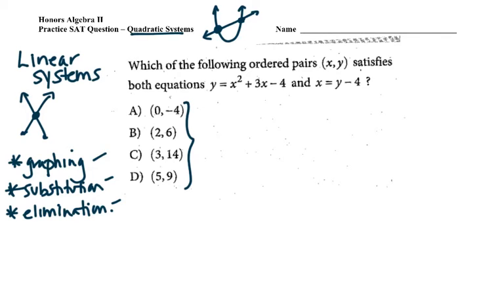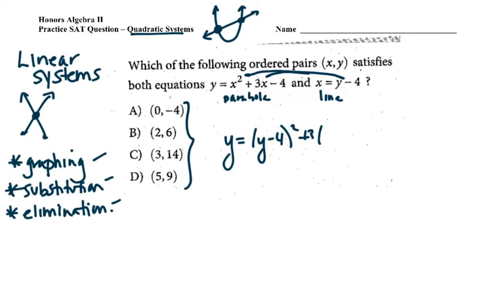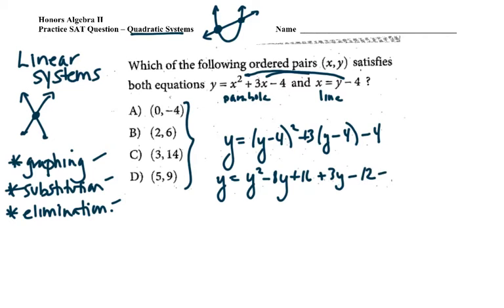So first of all, I want you to know that this is a parabola, and this one is a line. And on the homework tonight, I will have you graph them. But here, that's not in vertex form. I'm just going to solve this by substitution. I'm going to plug in the y minus 4 in for x. So y equals (y minus 4) squared plus 3 times (y minus 4) minus 4. So y equals, if I FOIL this, y squared minus 8y plus 16 plus 3y minus 12 minus 4.